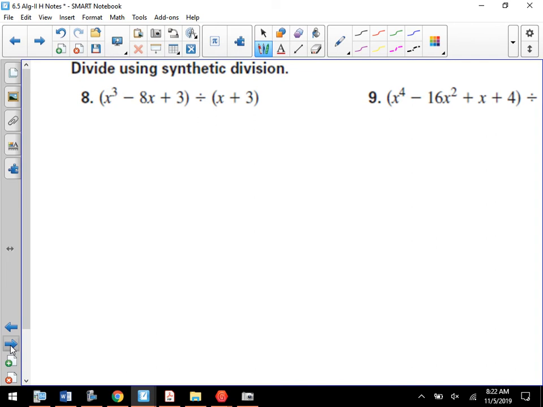So the first one you're dividing into x cubed minus 8x plus 3 means it's a third degree polynomial, which means how many terms should it have? 4. What's it missing? X squared. So where does that 0 go? Between what two? 1, 0, negative 8, 3. If I'm dividing by the term x plus 3, what's my 0? Negative 3. What's the first thing you do?